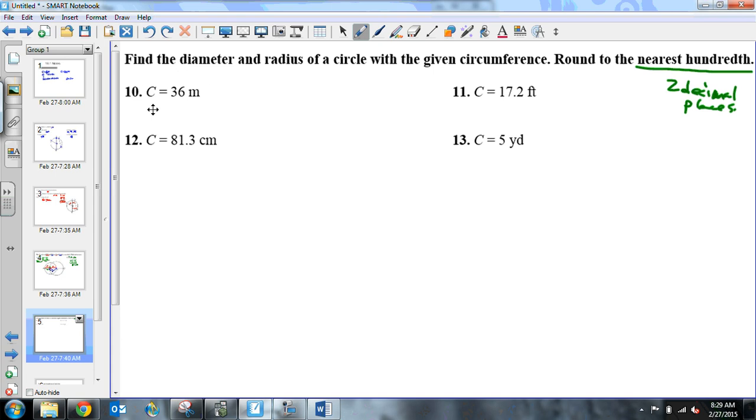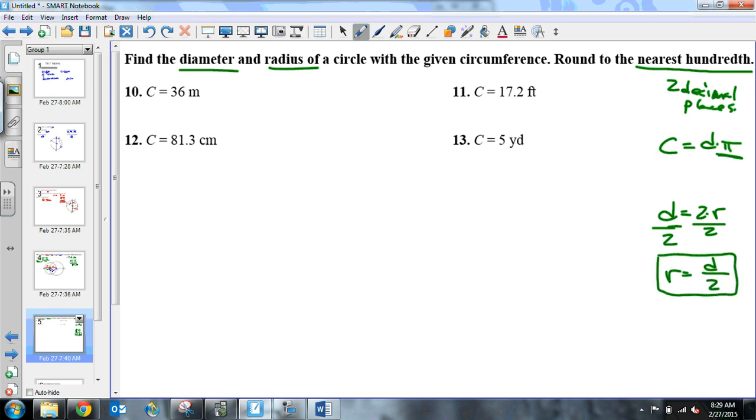So what I want to do, I know that they want me to find the diameter and the radius. And I need a couple of those formulas. So I'll need that my circumference is equal to the diameter times pi. Okay, remember pi is a number. All right, it's 3.14159. And then I also know, because we're trying to find the radius, that the diameter is equal to 2 times the radius. So I can actually solve for the radius here and divide both sides by 2. And then I get that the radius is equal to the diameter divided by 2. Okay, so I'm going to use these formulas to help me do this.